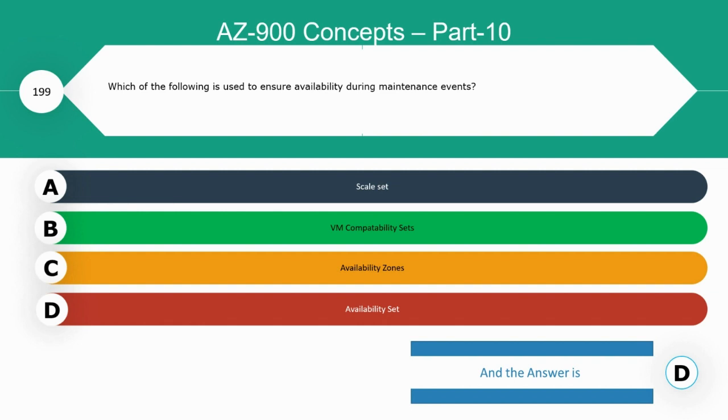You need to be very careful. There are differences between scale set and availability set. There are differences between availability set and availability zones.